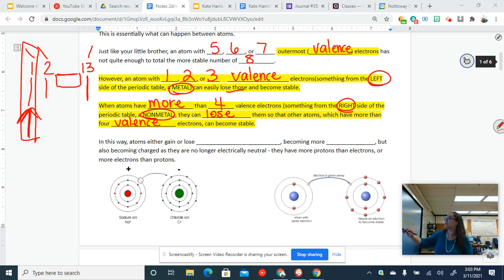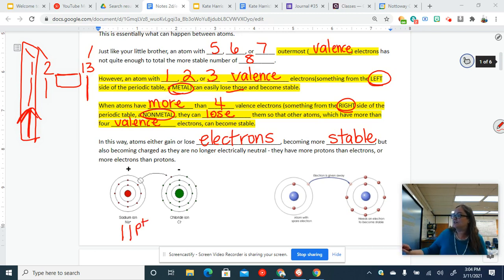So in this way, atoms either gain or lose electrons. And now we no longer have a neutral atom. We now have ions. They do become more stable, but we now have a charge. So, for example, we've got our sodium ion. Sodium has 11 protons in its nucleus and then 11 electrons: 2 here, 8 here, and then 1 here. But look what happens to this 1. It jumps over and fills in, where chlorine has 17 protons. So it has 7 in this outer energy level and just needs 1.